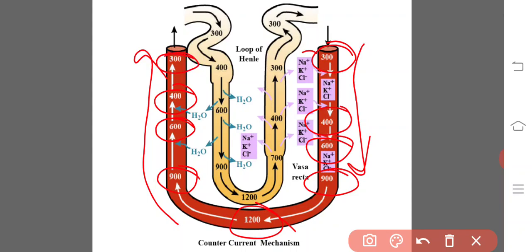So the Henle's loop and the vasa recta are parallel to each other, but the flow of the renal filtrate and the flow of the blood in these two vessels are opposite. As the blood flow and the ultrafiltrate flow are opposite, there is an easy exchange of materials. That is nothing but the countercurrent mechanism. And another specialty is that juxtamedullary nephrons have the capacity to increase the concentration of the urine.